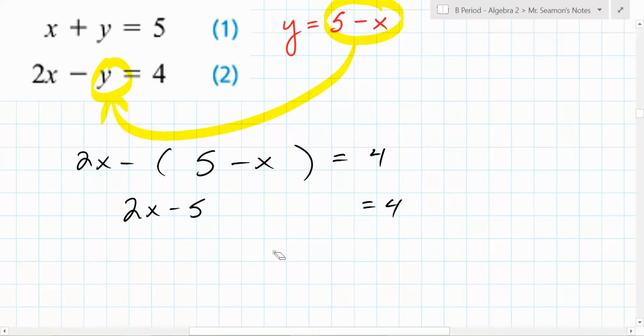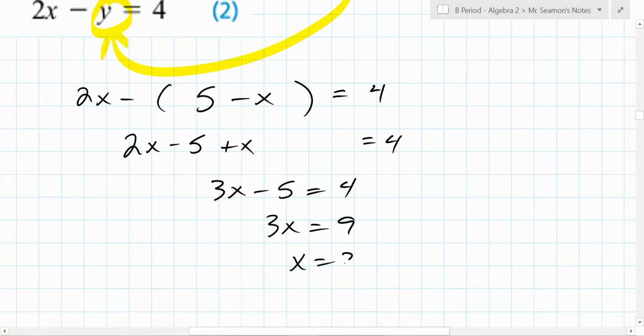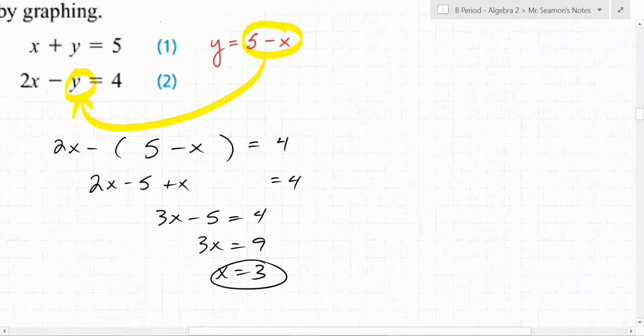Plus x, because you distribute the negative. So you get 3x minus 5 is equal to 4. 3x equals 9, x equals what? Are you done? Why not?